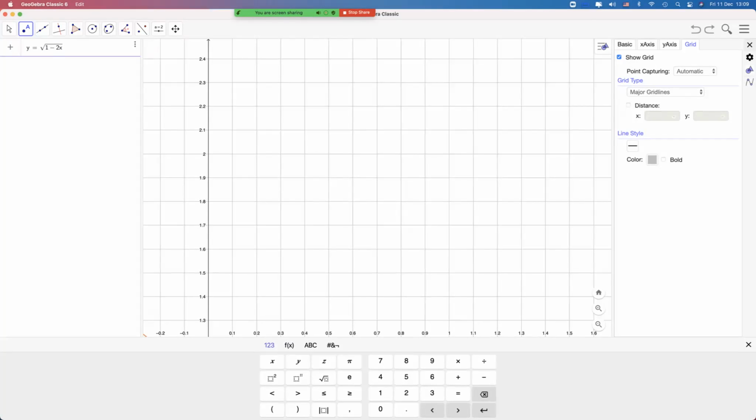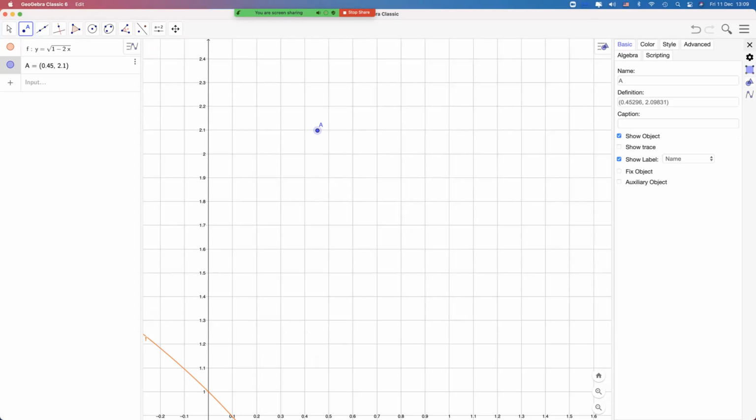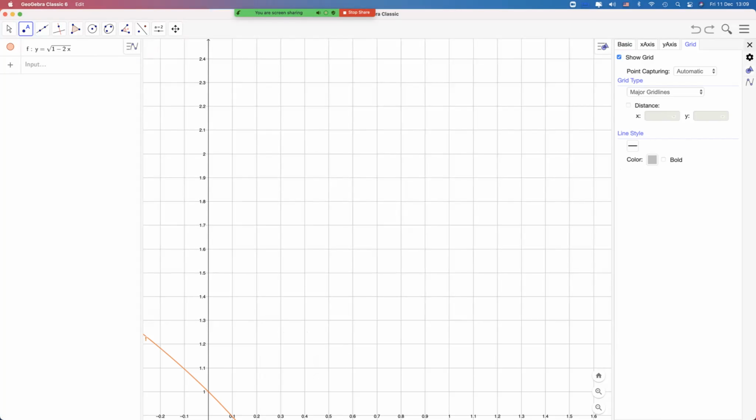By the way, is there any reason why you use y in this graph? Yes, that's a good question. I will come back to it.